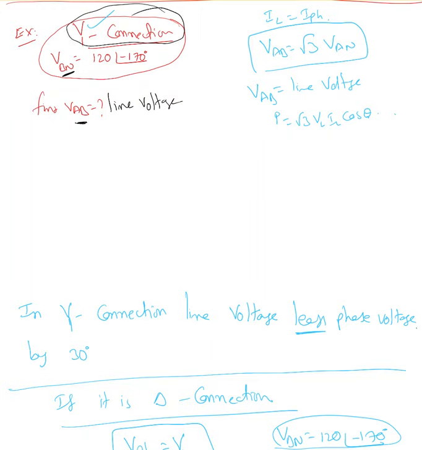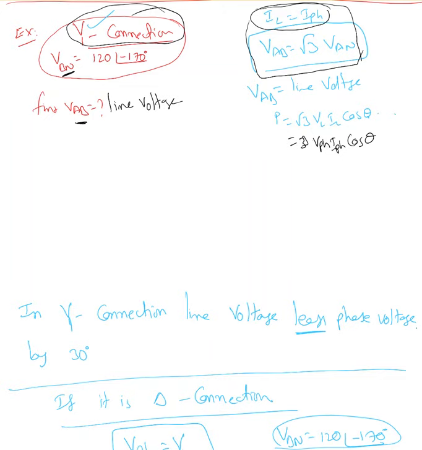Whenever you see a Y connection, immediately you need to remember these important things. IL equal to IPH, so line current equals phase current, and line voltage equals square root 3 times phase voltage, and power equals root 3 VL IL cos theta, or you can say 3 times VPH IPH cos theta, where cos theta is the power factor. Phase angle theta is the angle between phase voltage and phase current.